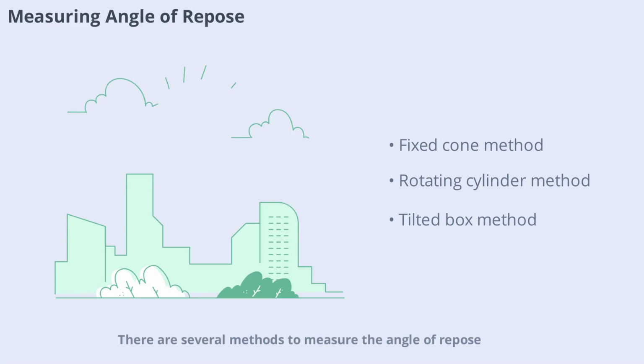There are several methods to measure the angle of repose, including the fixed cone method, rotating cylinder method, and tilted box method. Each technique has its own advantages and is chosen based on the type of powder and the required accuracy. Consistent measurement of the angle of repose helps ensure reliable assessment of powder flow properties.